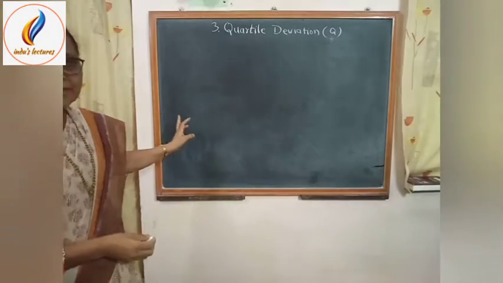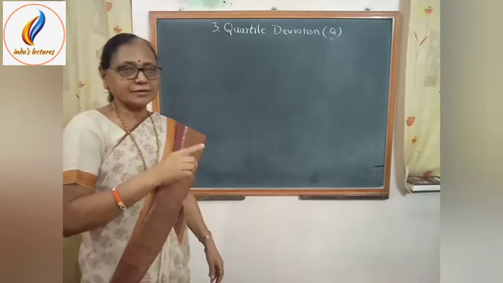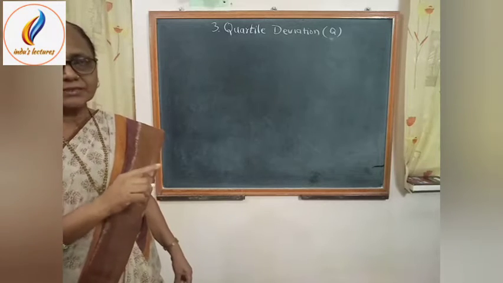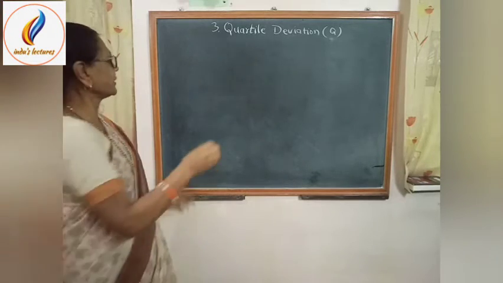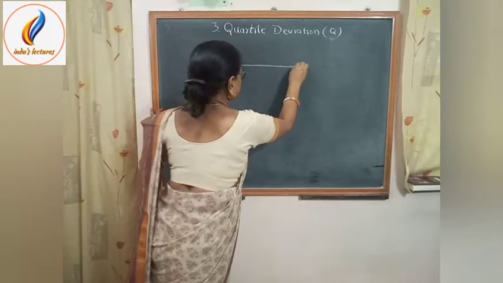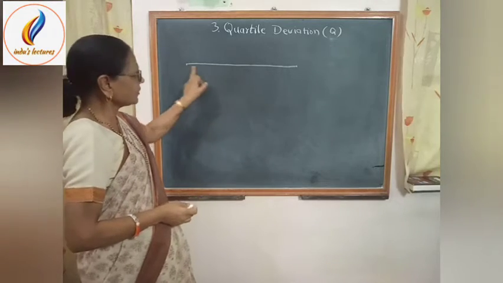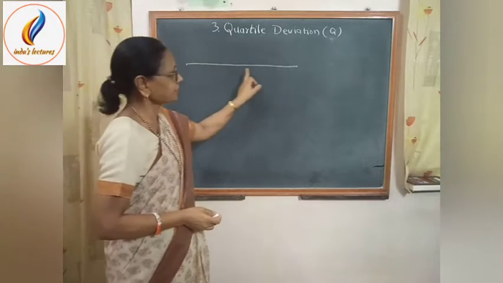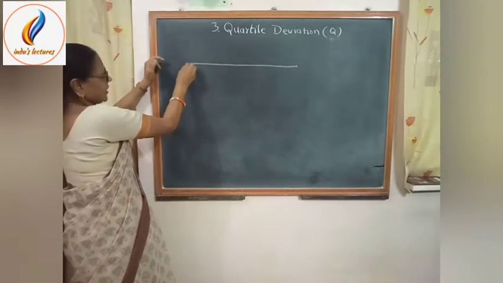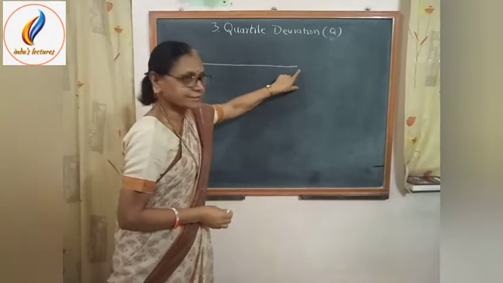Let us consider a series of scores and write the series of scores in ascending order. This series of scores can be represented by a straight line. Suppose this is a series of scores in which the scores are arranged in ascending order. That means at this point is the least score and at this point the highest score.